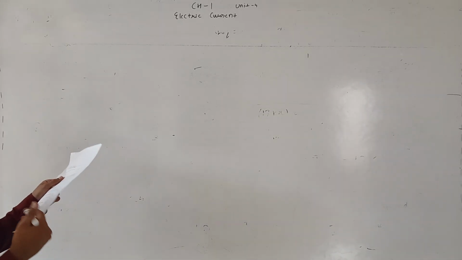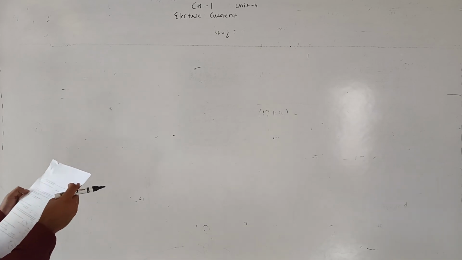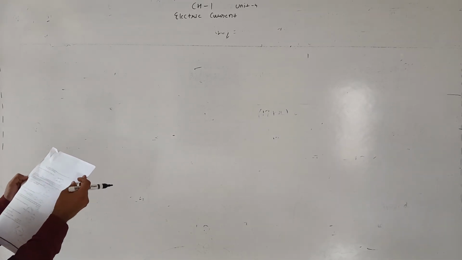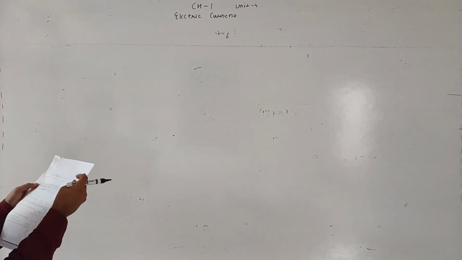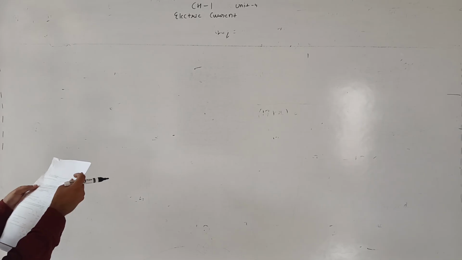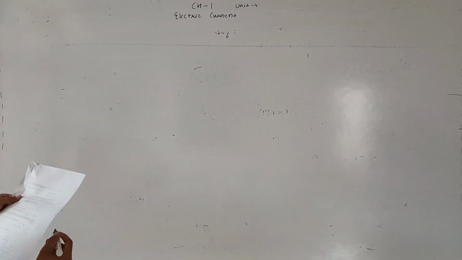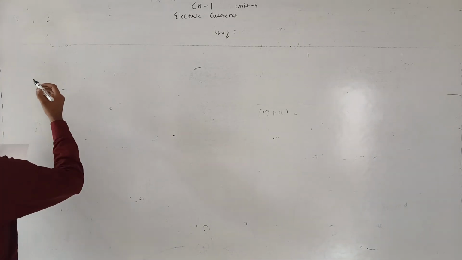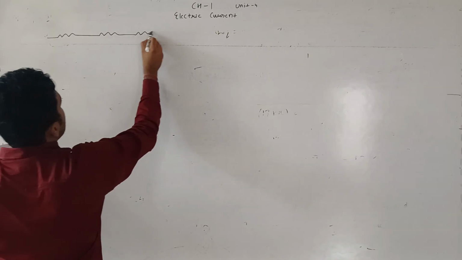Second numerical: four resistances of 0.5, 1.5, 4 and 6 ohm respectively are connected in series across a battery of EMF 6 volt and negligible internal resistance. Calculate the current drawn from the battery. So we have four resistances in series.